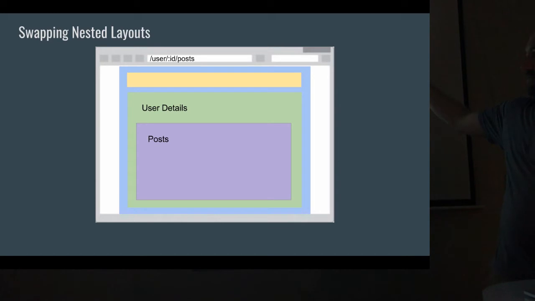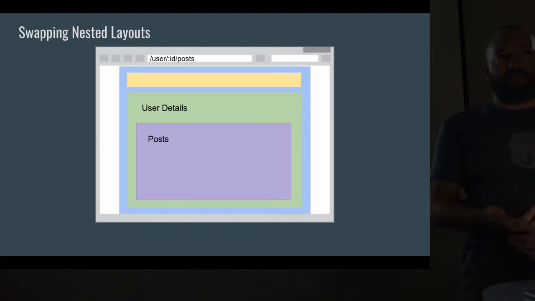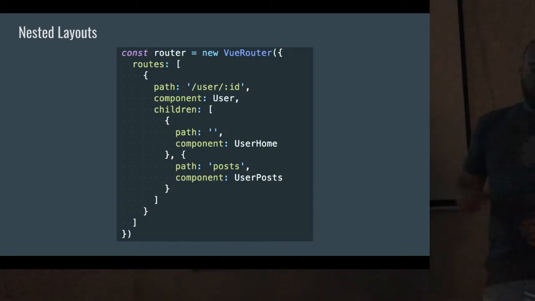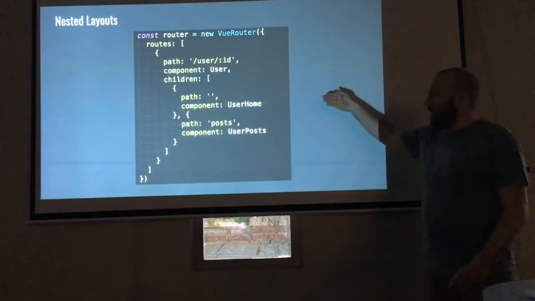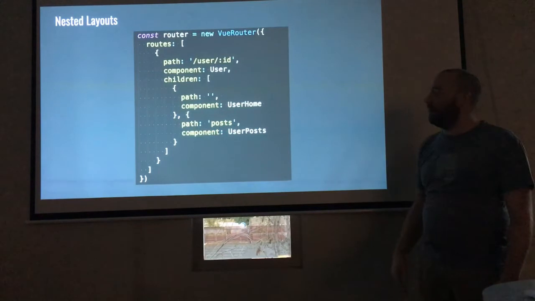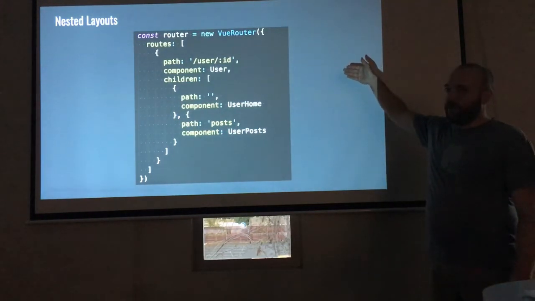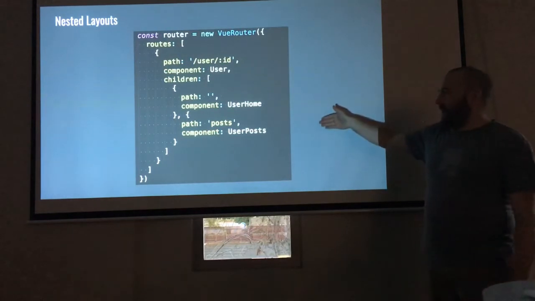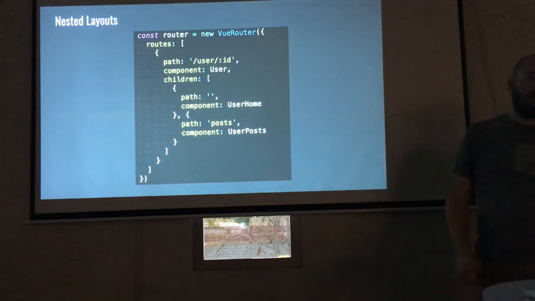I'm still definitely using the same user details component. I'm just changing what's inside of here. The way that's achieved in vue-router is by defining children on the top level route. So the structure doesn't change. You still have this top level route with a path and a component. But you can also define children that are going to render inside of that top level component. So here I have this user component. I'm saying that if I don't have anything else on the URL, render this user home piece, or effectively the user profile that we saw, inside of the top level user details page. And then if I have a post on the end of that URL, then render the user post component.